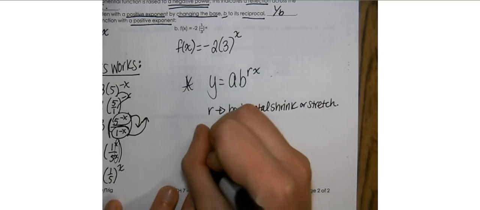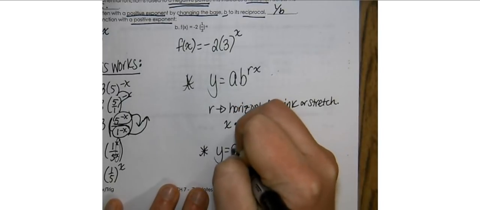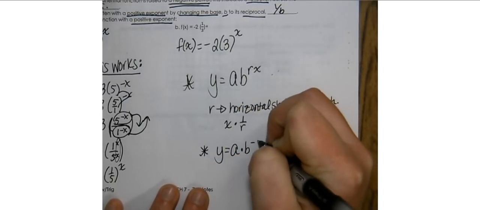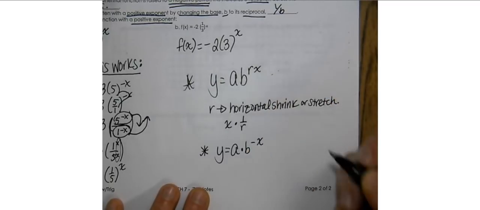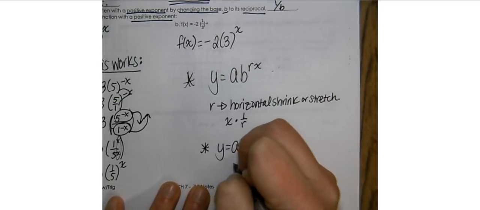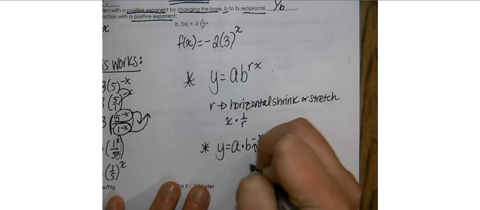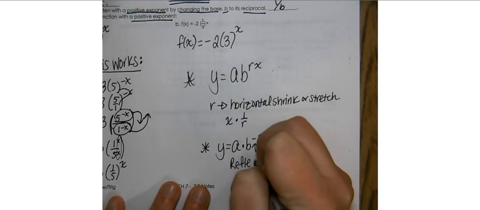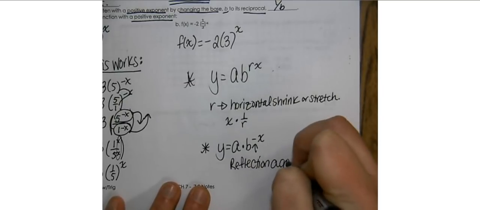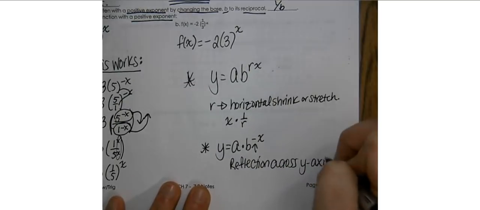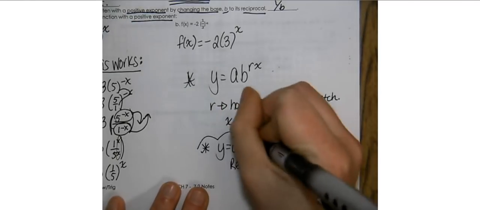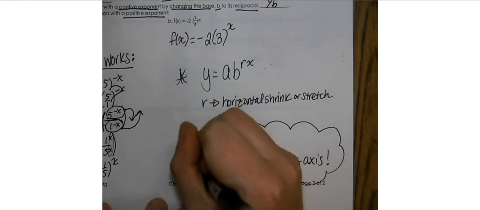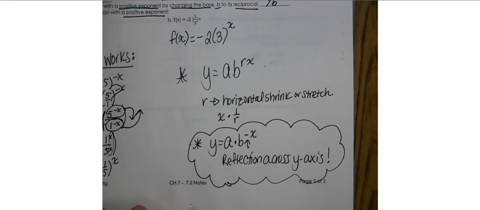But the most important thing about what I'm trying to say here is that if you see y is equal to a times b to the negative x power, this negative right here is going to indicate a reflection across the y-axis. And that's what we're going to see in tomorrow's lesson, and the whole reason for why the graph is reflected in this lesson. If this was confusing for you, don't worry about it. We'll talk about it more in the next lesson.